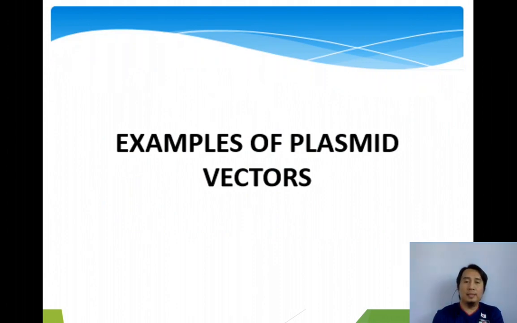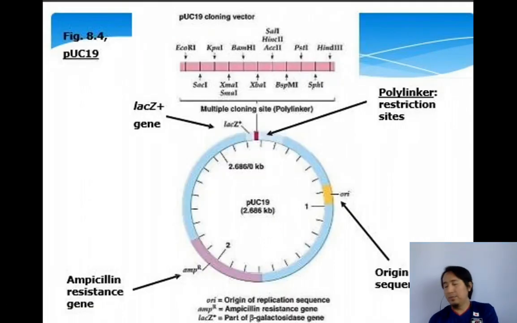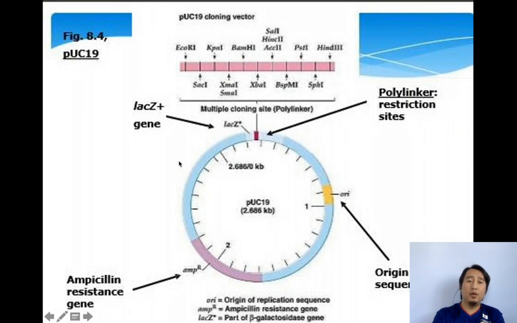Right. So this is an example of a plasmid vector, an example of a cloning vector. We call it pUC19. So why is it named pUC19? You can find out yourself. Okay. In pUC19, the first one is the ORI, the origin sequence. Then it has an ampicillin resistance marker, here, the ampicillin resistance gene. And it also has LacZ.